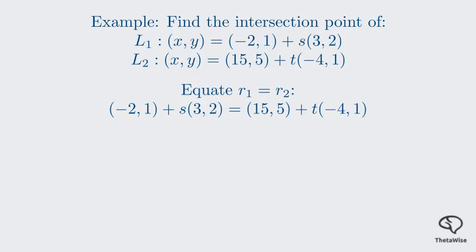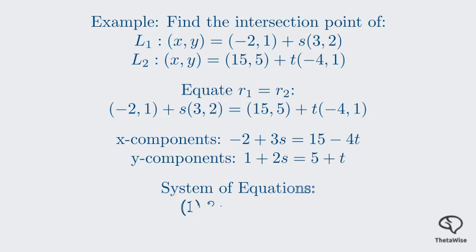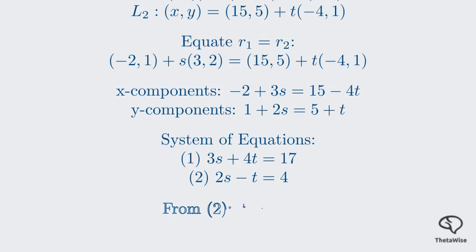Next, we separate this into 2 scalar equations, one for the x components and one for the y components. From the x components, we get 2 plus 3s equals 15 minus 4t. From the y components, we get 1 plus 2s equals 5 plus t. Now we rearrange these into a standard system of equations for s and t. Our system is 3s plus 4t equals 13 and 2s minus t equals 4. We can solve this using substitution or a calculator. Let's use substitution. From the second equation, t equals 2s minus 4.